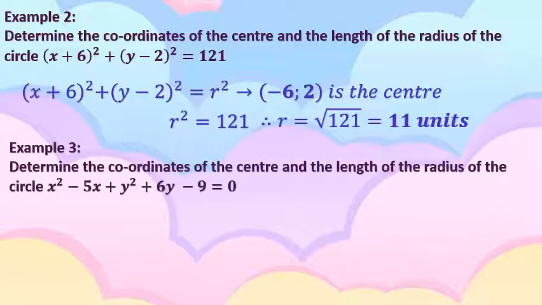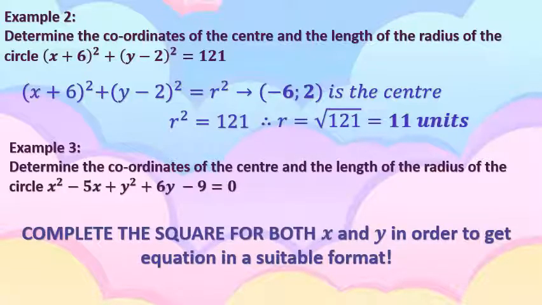Now we have to determine the coordinates of the center and the length of the radius of this circle. But this one is not of the format we are used to seeing. There is no (x minus a) squared plus (y minus b) squared equals r squared. So let's rearrange this to make it a little bit simpler for ourselves. And once you rearrange it, you are going to need to complete the square in order to create perfect binomials in brackets squared, because that's what the general formula has.